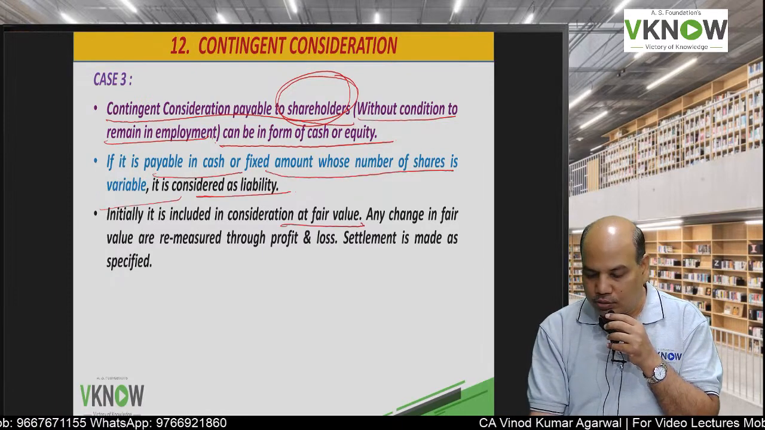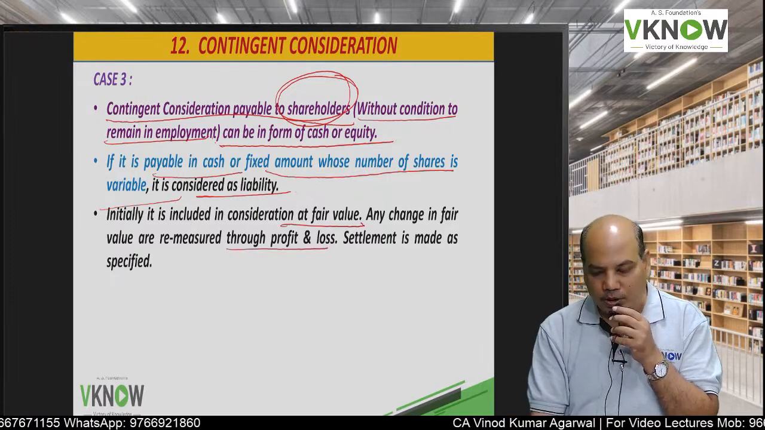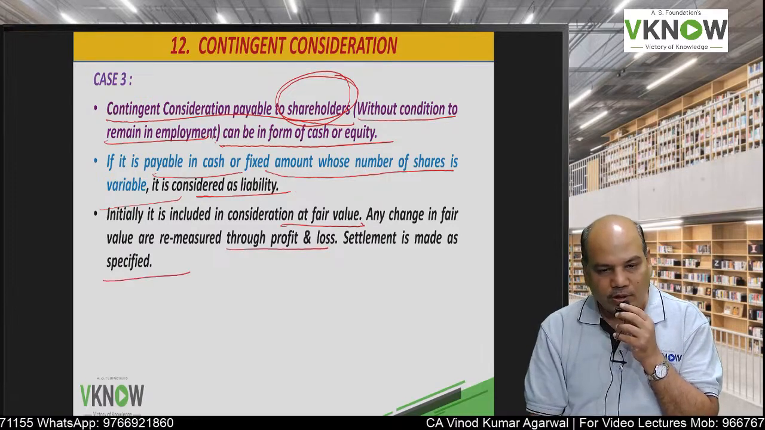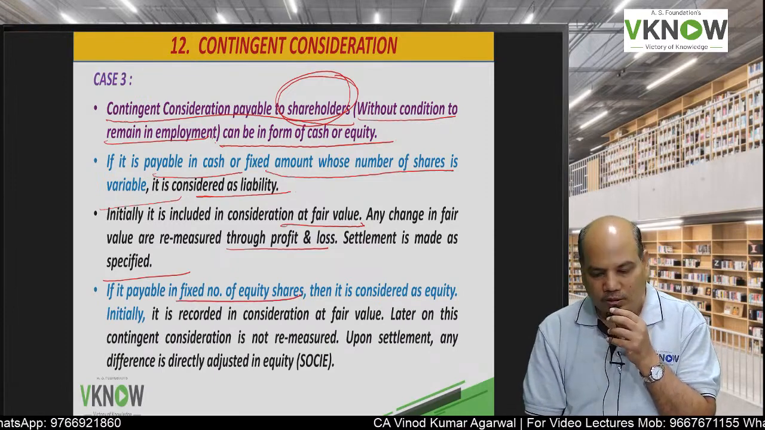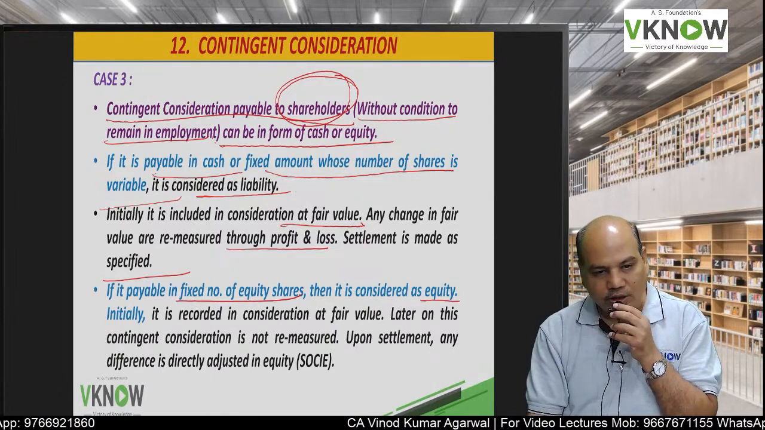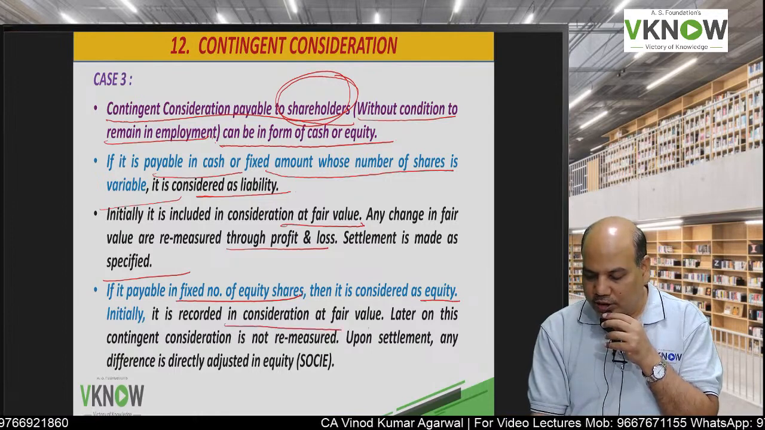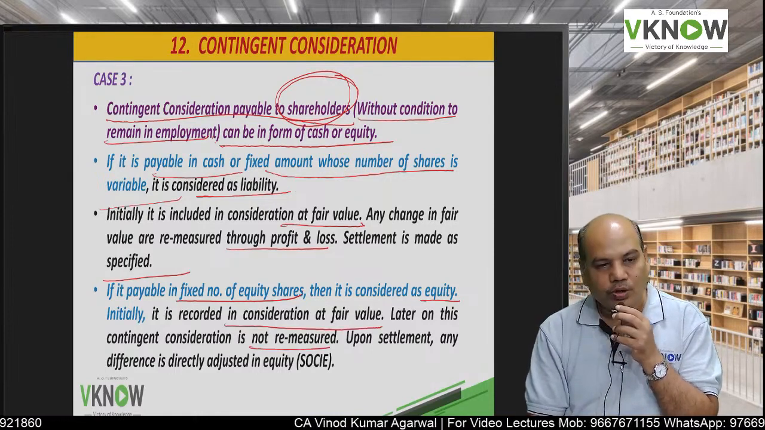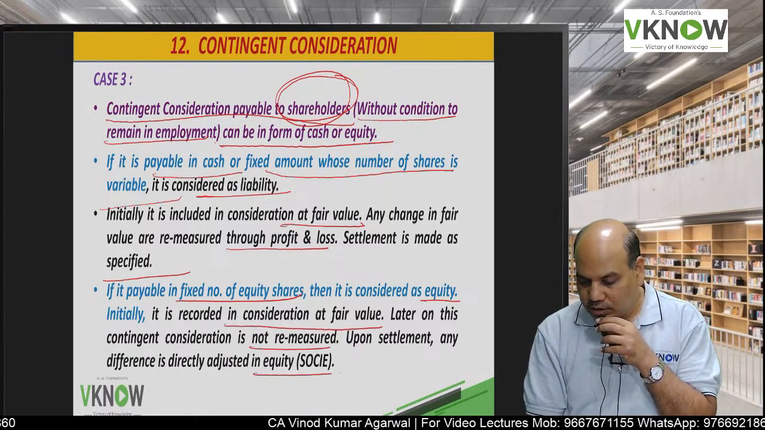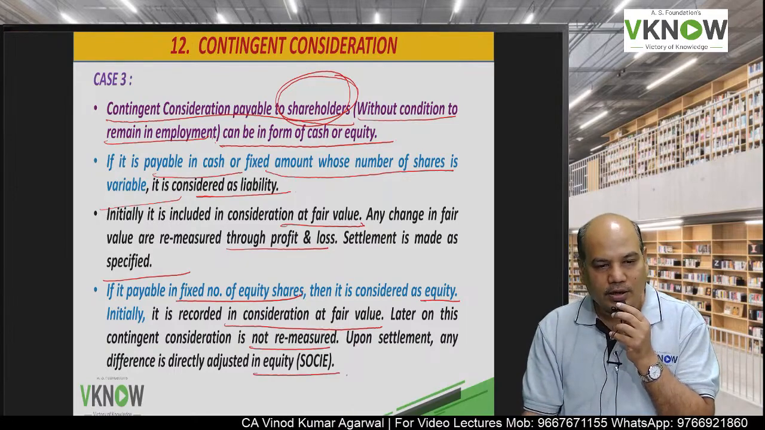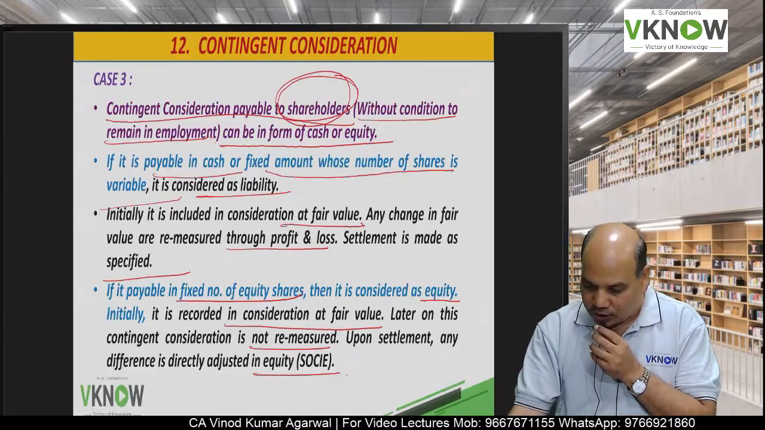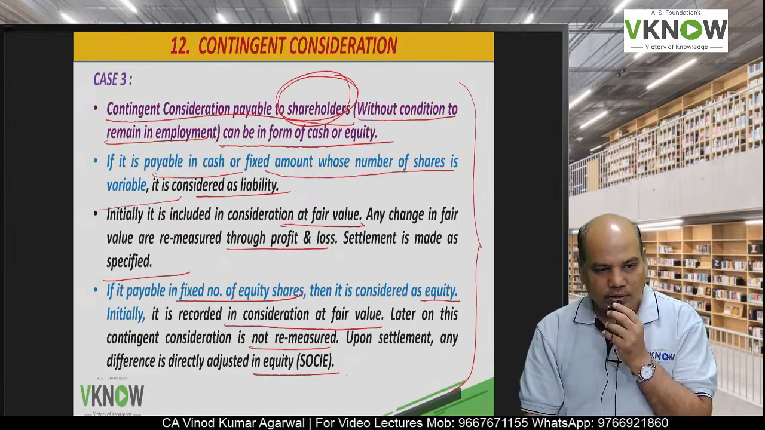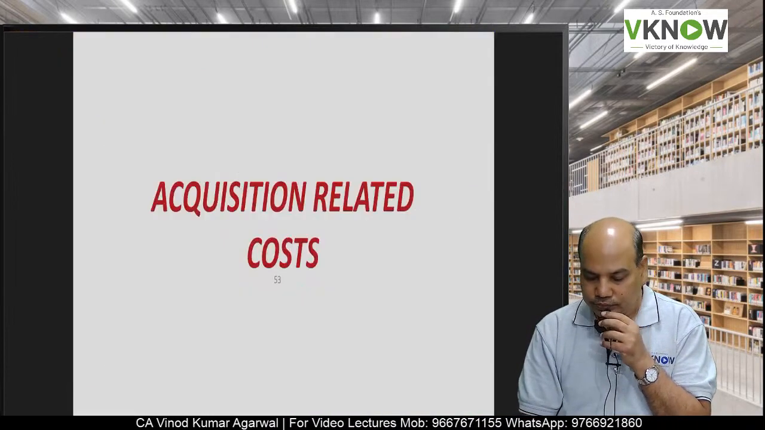Record at fair value, change in fair value to the P&L account, settlement will be made as specified. If payable in a variable number of shares, it is treated as equity, recorded at fair value, subsequently not remeasured. Upon settlement, directly it will be adjusted in SOCI. So this I think we had covered earlier also.